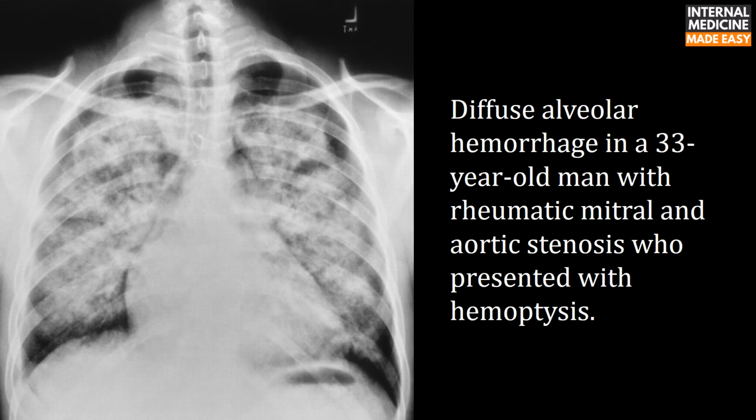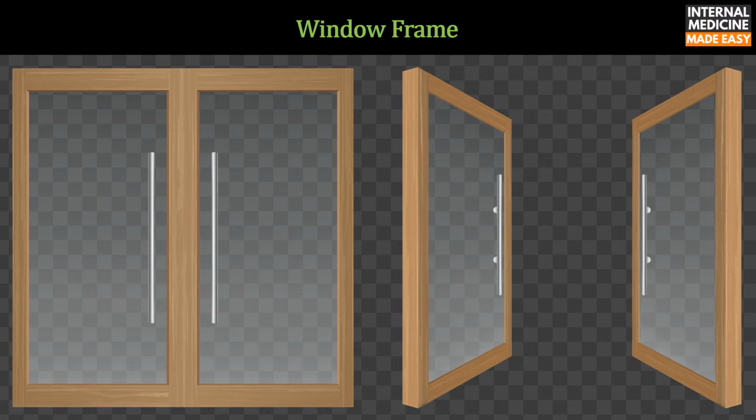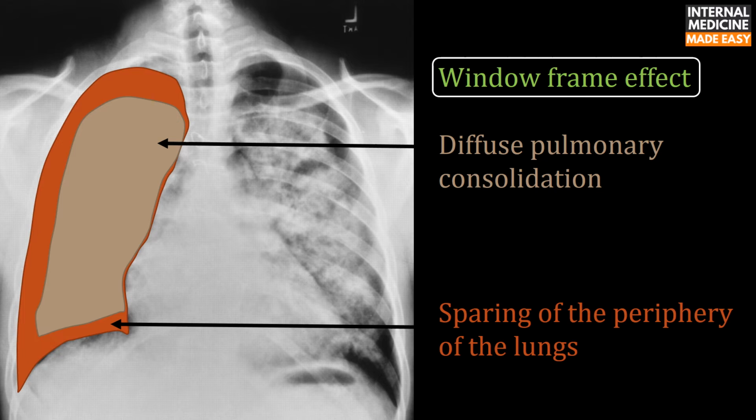This is a case of diffuse alveolar hemorrhage in a 33-year-old man with rheumatic mitral and aortic stenosis who presented with hemoptysis. Chest X-ray demonstrates extensive bilateral diffuse pulmonary consolidation with sparing of the periphery of the lungs, creating the window frame effect that is suggestive of pulmonary hemorrhage. These are window frames. Here, diffuse pulmonary consolidation and sparing of the periphery of the lungs contribute to the window frame effect.